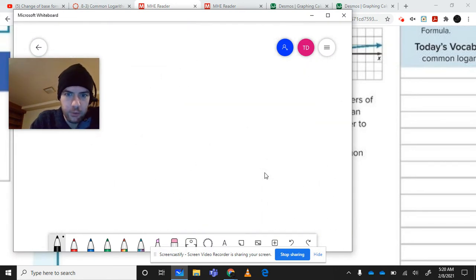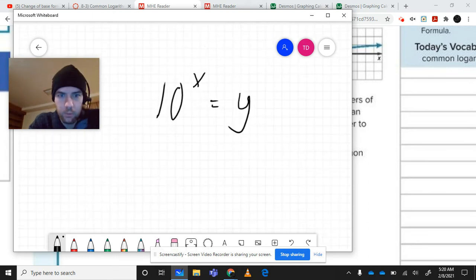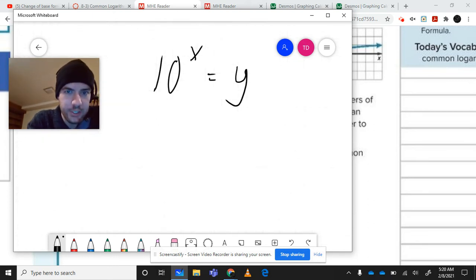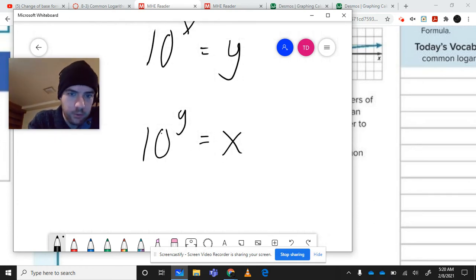Okay, one final thing before we move on to an example. If we want to do the inverse equation in the same way that we've done it before, by which I mean we want to switch the x and y values and solve for y, this is what these steps would look like. So we'd switch the x and y values. Now we're trying to solve for y to get our inverse equation.